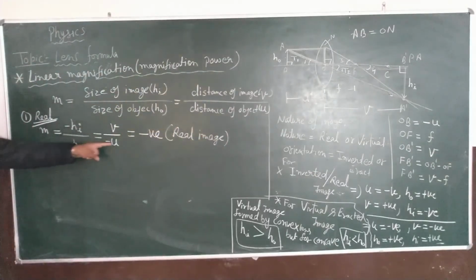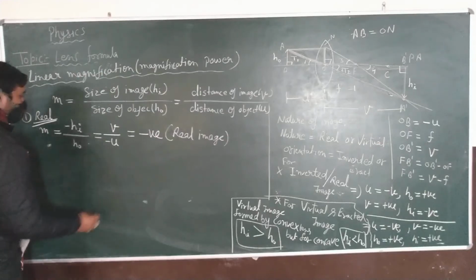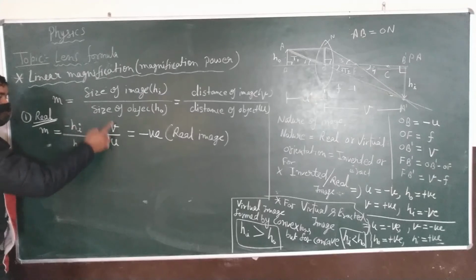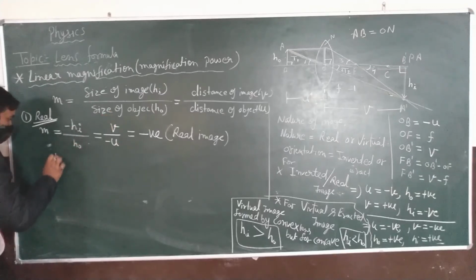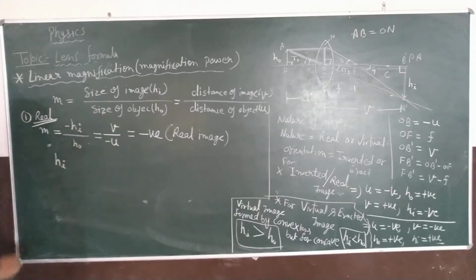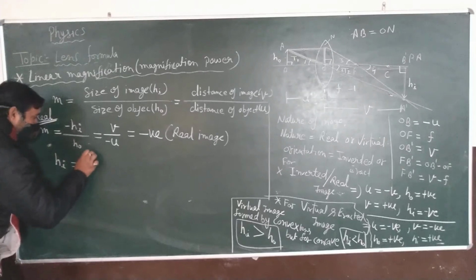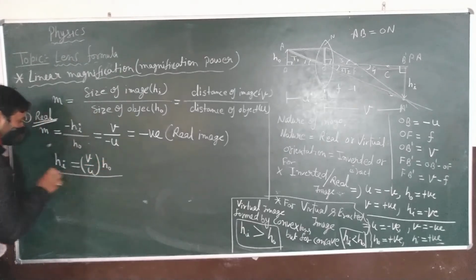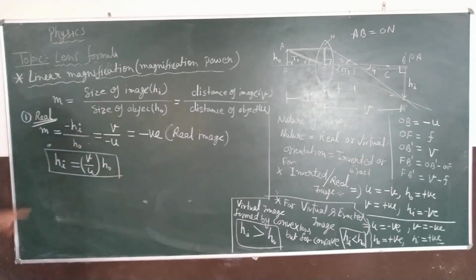Okay, now comparing these two formulas, we get the result. In the question it is rarely asked that the height of the image be calculated. So this is equal to v upon u into the height of the object. This is for the real case. Clear?